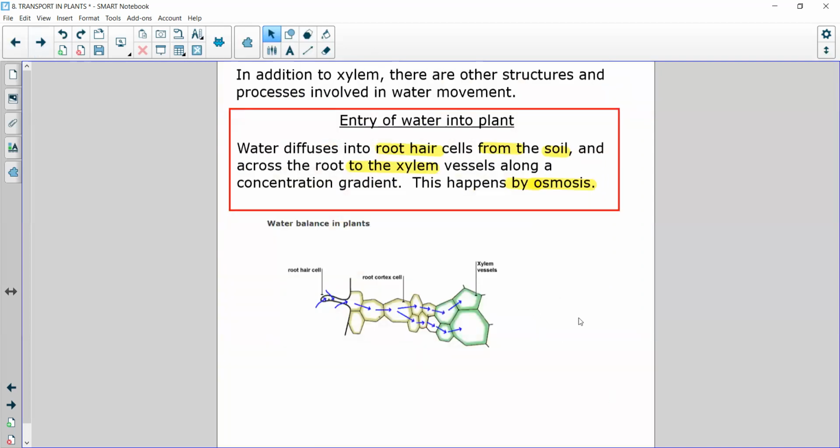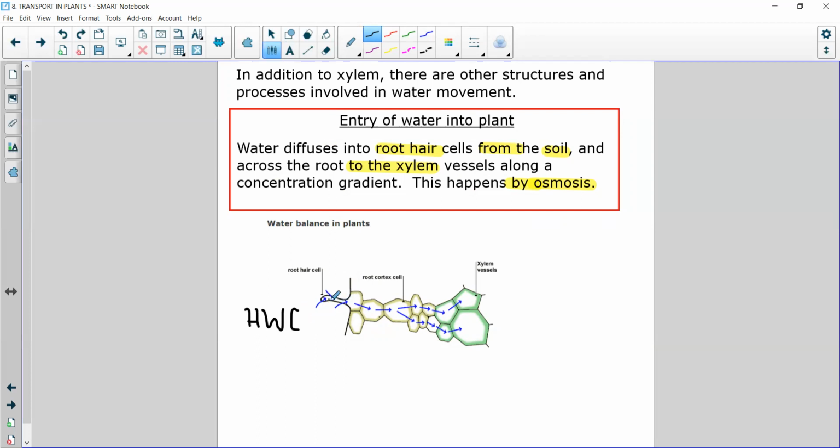So how does the water actually get into these xylem then? We need to consider that. We should remember from the previous unit that water moves by a process called osmosis. So it moves from high water concentrations to low water concentrations along a concentration gradient. What happens is when it rains, when there's moisture in the soil, we're going to have a really high water concentration here, okay? So here's our high water concentration. And it will start to diffuse by osmosis into these root hair cells.